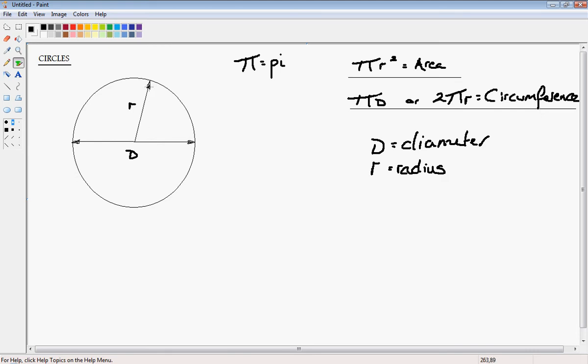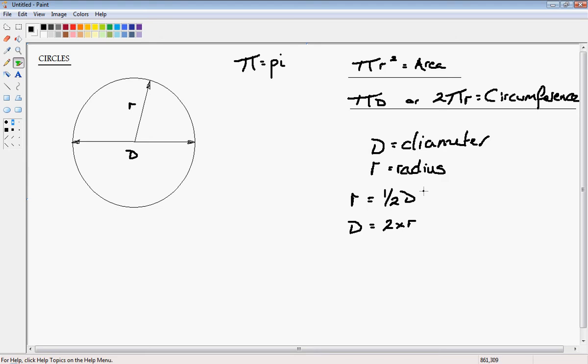Okay, now you can see if I was to swing this around, it would be half the diameter. So the radius is half the diameter, or the diameter is twice the radius. It's 2 times the radius.